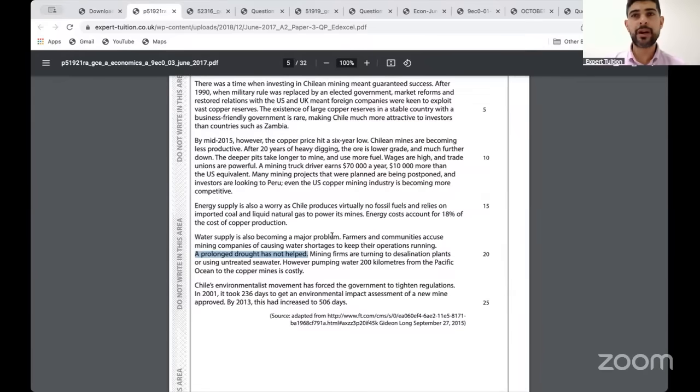It might be more to do with the drought than it is to do with the mining. Yeah, that is an exceptional evaluation, by the way. It works really, really well. Yeah. So that's the first evaluation.